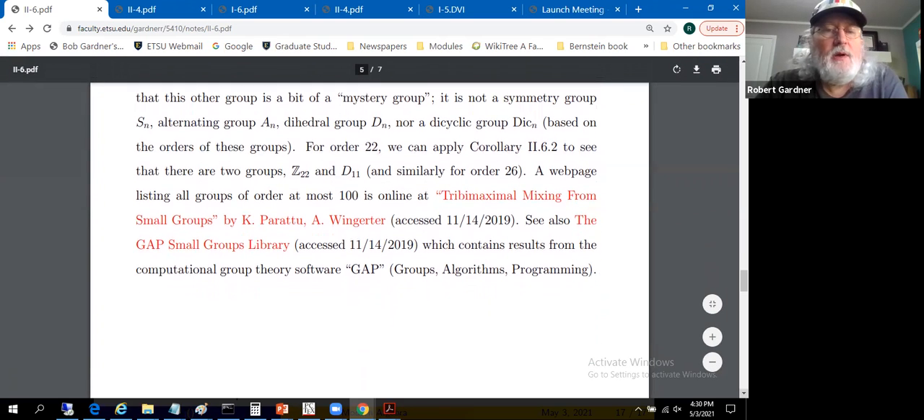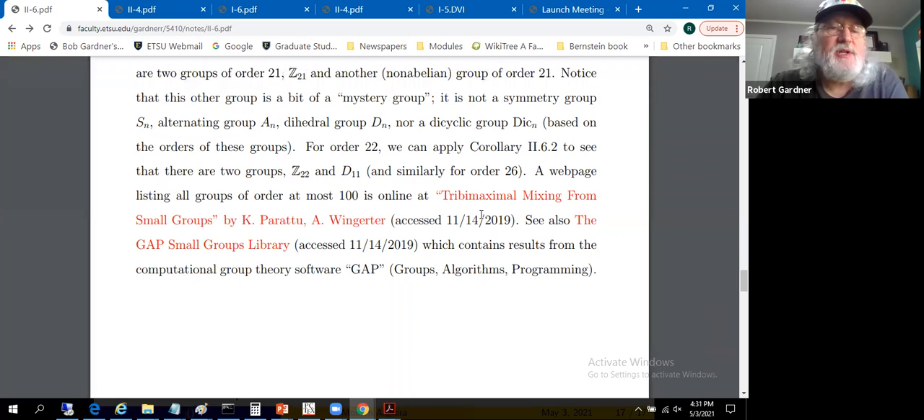If you're into this kind of thing, there's a link in the notes to a document called Tribimaximal Mixing from Small Groups that gives a listing of all groups of order up to 100. There's also something called the GAP Small Groups Library. GAP stands for Groups, Algorithms, and Programming. So there's a link to that. Enjoy yourself in terms of dealing more with finite groups.